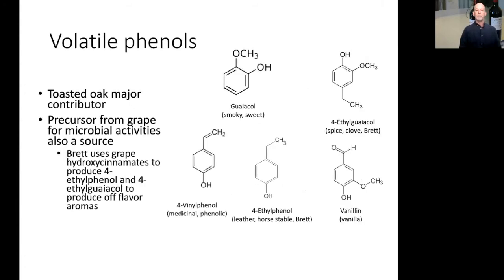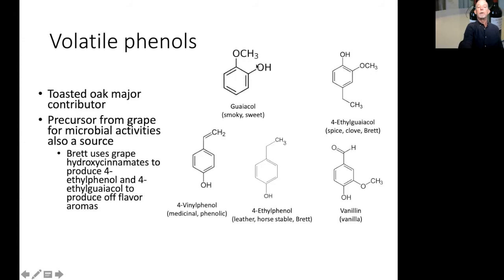We also have volatile phenols. One important one is guaiacol, which gives a smoky or sweet smell to the wine. So when a molecule is volatile, then we can sense it in our nose as an aroma. There are other compounds such as 4-ethylguaiacol, which gives a spicy clove or even the Brett aroma, which is considered undesirable. There's 4-vinylphenol, which is medicinal or phenolic. There's 4-ethylphenol, which gives a leathery, horse stable, or Brett aroma. And then there's vanillin, which gives us the vanilla aroma that we smell.